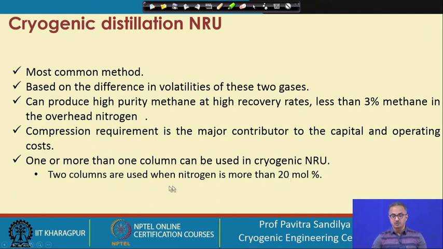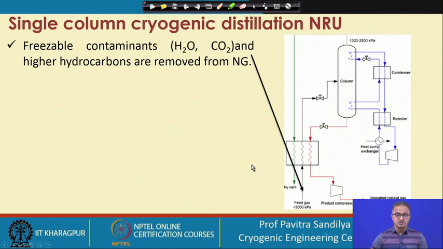Two columns are used when the amount of nitrogen is more than 20 mole %. So, here first we go with a single column cryogenic distillation. Here is this particular column.